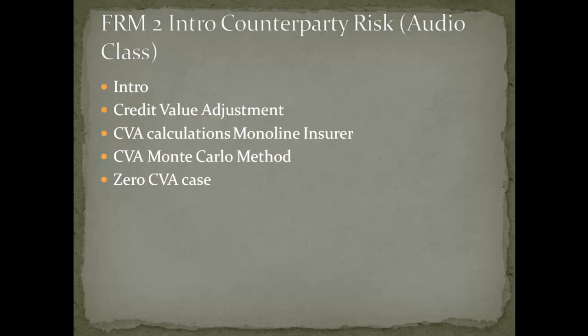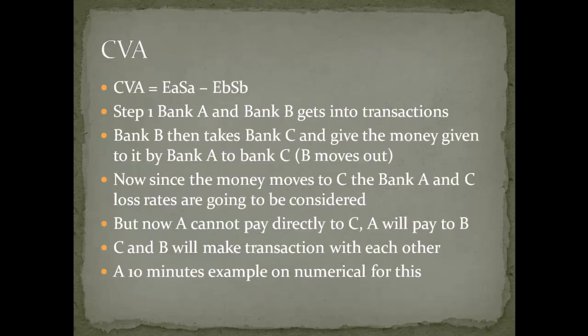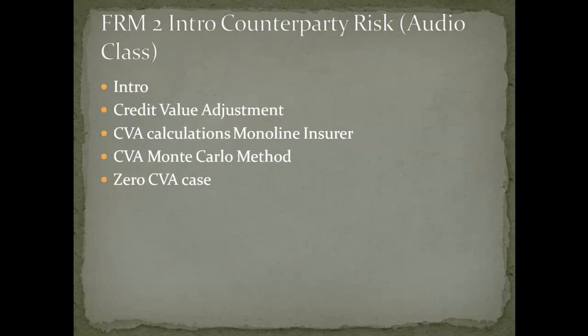Now we have a formula, which is expected exposure of A times loss rate minus expected exposure of B times loss rate. So this is the formula that we use. We are going to look at the numericals at some point later in time.